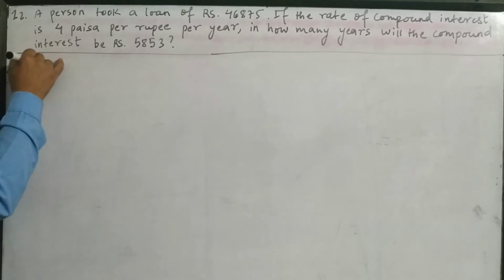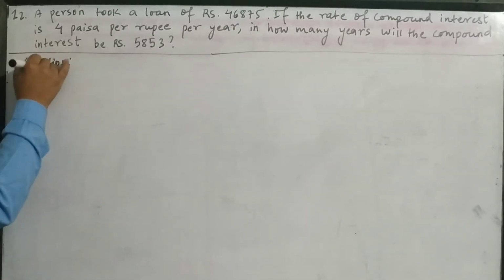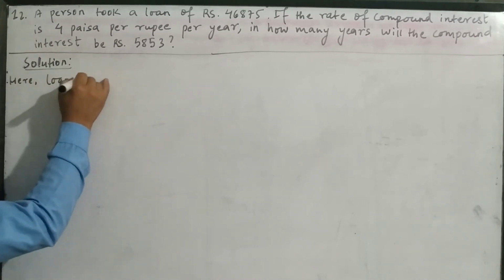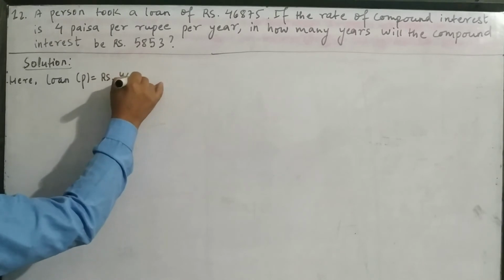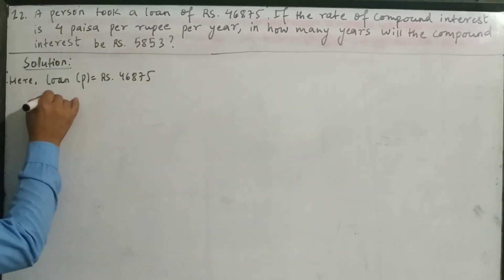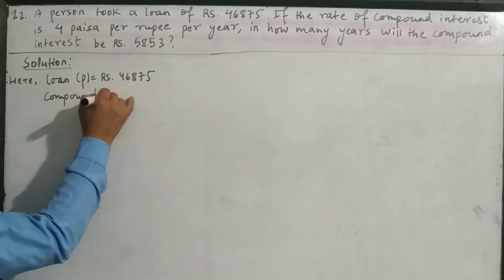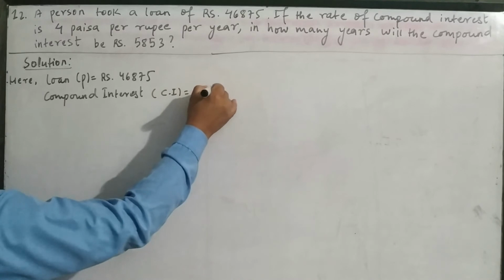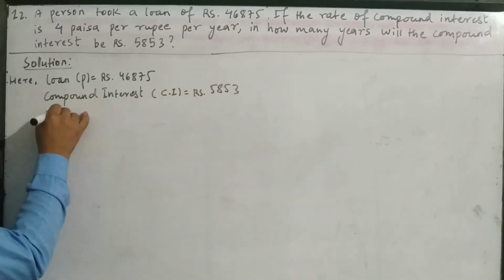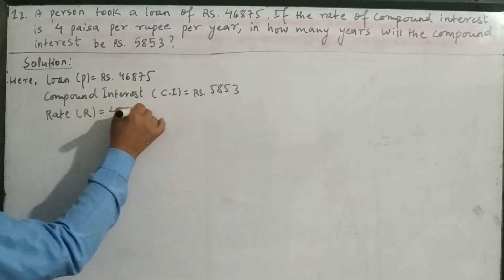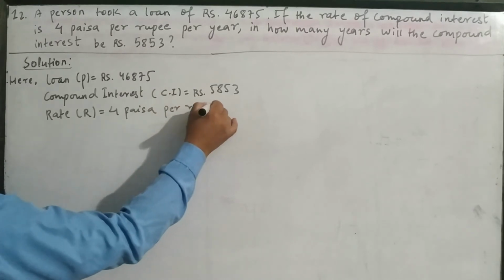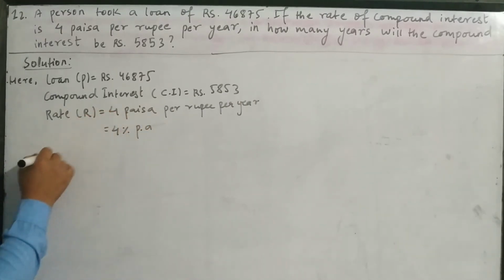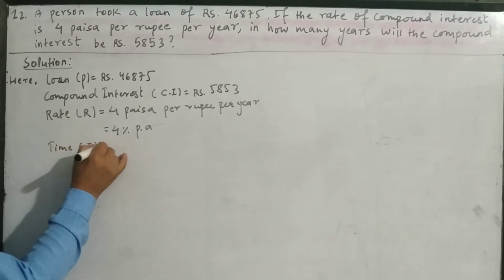Solution. Here, loan, that is the principal, P equals to rupees 46,875. Compound interest CI equals to rupees 5,853. Rate R equals to 4 paisa per rupee per year, that is 4% per annum. Time t equals to what?